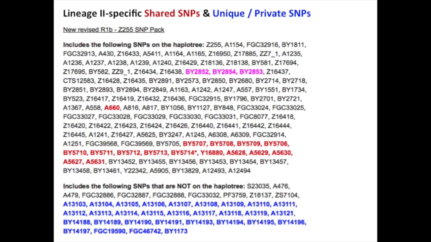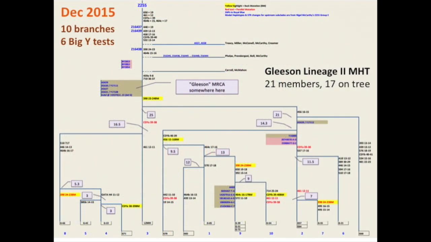And I tested another 10 people in the project with this very specific SNP pack. So altogether, I've tested 20 out of the 37 members of the project with downstream SNPs, SNPs that are way, way downstream and more approaching the present day. So those are the 2 big things that have happened over the last 2 years: 10 Big Y tests, and then the SNP pack, which is very lineage 2 specific.